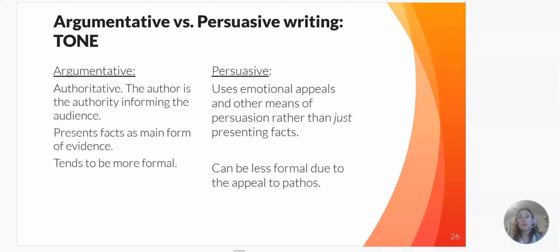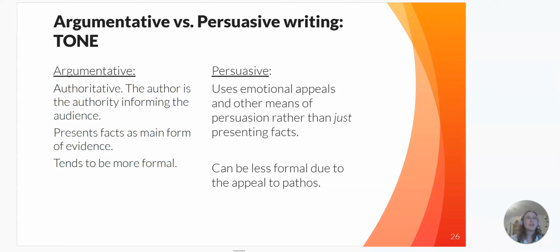And then we have the tone. Similar to that, the tone for an argumentative piece is authoritative. So you are the authority, you've done the research already. We are trusting you that you're telling us factual information. You are the authority on this topic based on the research you've done. And it tends to be more formal for that reason.